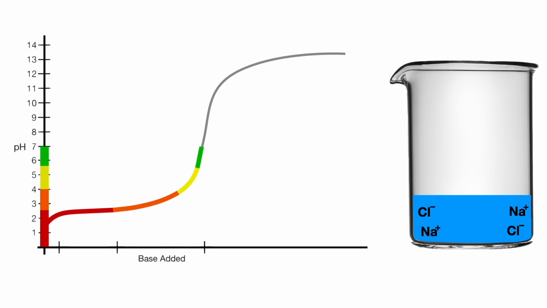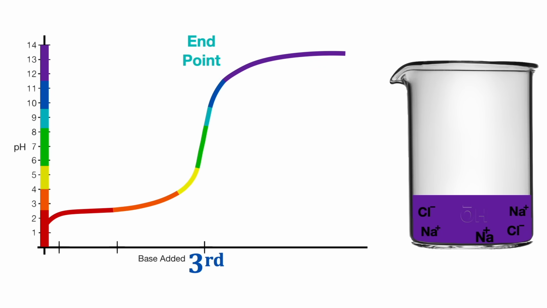Finally, even though all the acid has been neutralized, more base titrant is added to ensure titration of the acid is complete. And since there's no more acid to neutralize, the base just saturates the solution, increasing the pH significantly, reaching the endpoint, leaving us with a basic solution.